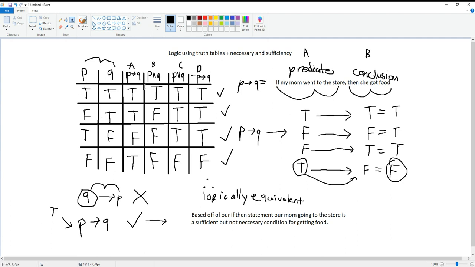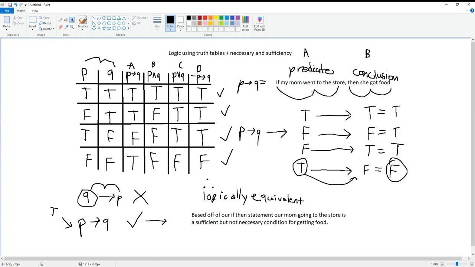So when we reverse the two, what we're looking at is we're basically saying if we know that the conclusion happened, then that means the predicate had to have happened. But in our logic statement that we already have, if my mom went to the store, then she got food, we know that isn't true just based off of logic and other things that could have happened. So that's what necessity and sufficiency is.